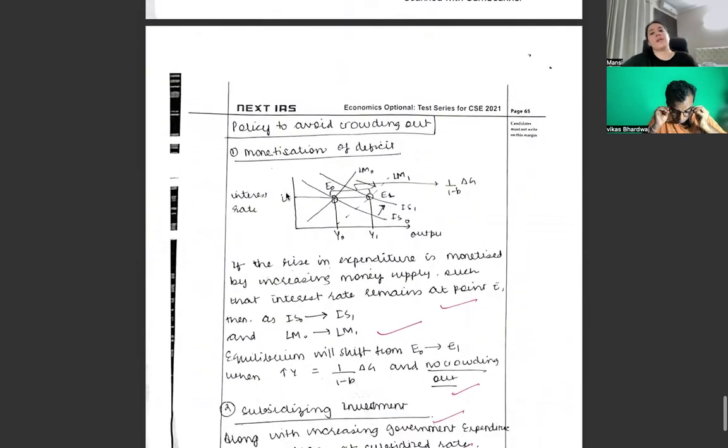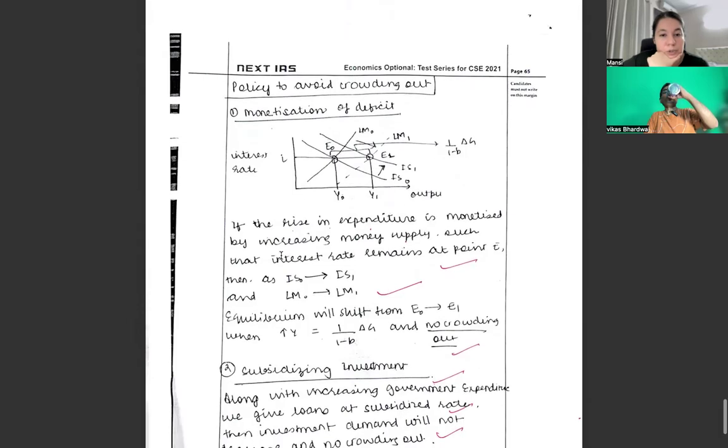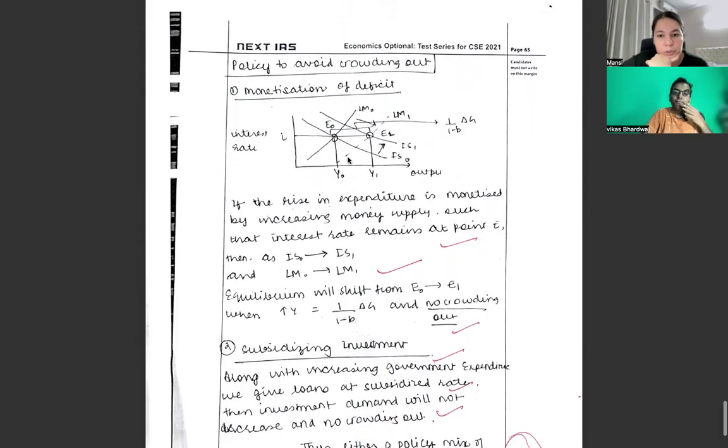The policy toward the crowding out effect is monetization of the deficit. It's drawn in a graph also: with monetization, printing of new currency, the LM curve will shift rightwards, so the interest rate remains at the same level. The rise in expenditure is monetized by increasing the money supply such that the interest rate remains at point E. IS naught shifts to IS1 because of government expenditure, and then monetization leads to a shift in the LM curve. Equilibrium will shift from E naught to E1, and the increase in output will be equal to the size of the government multiplier. There's no crowding out.